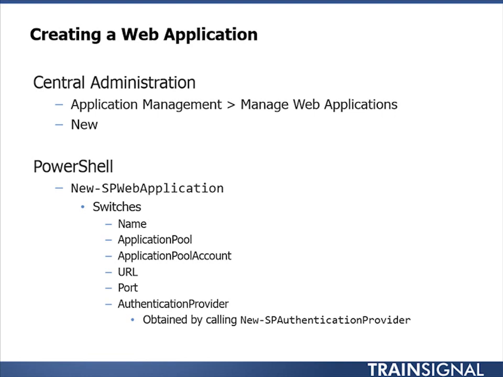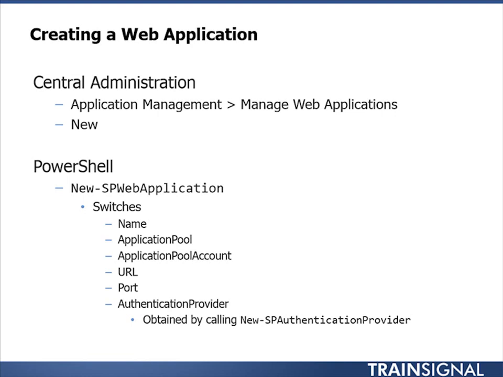This one's kind of interesting. I actually kind of get a kick out of this one. Remember how I said that the best practice is to use claims-based authentication? In fact, in the UI, not only is it the default, it's the only one that I can do. In PowerShell, interestingly enough, the default is classic, not claims-based. So what I need to do is I need to go get the appropriate authentication provider. And the way that you do that, by the way, is just by simply making a call to New-SPAuthenticationProvider.